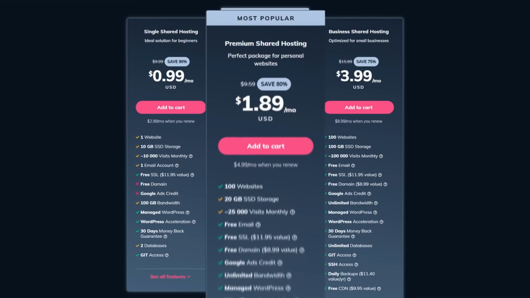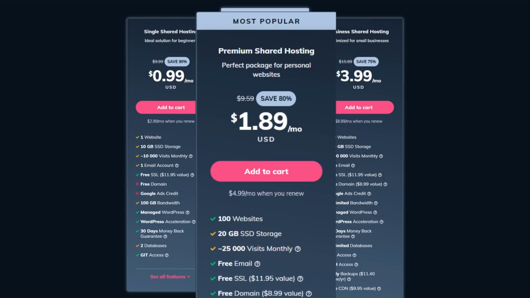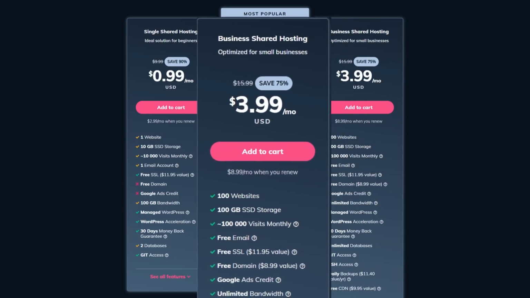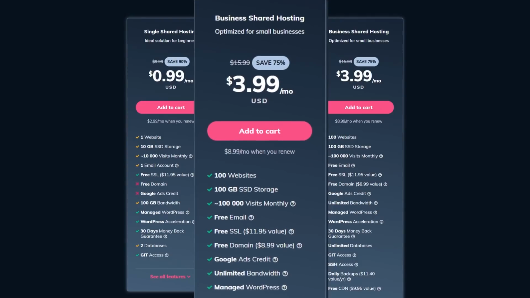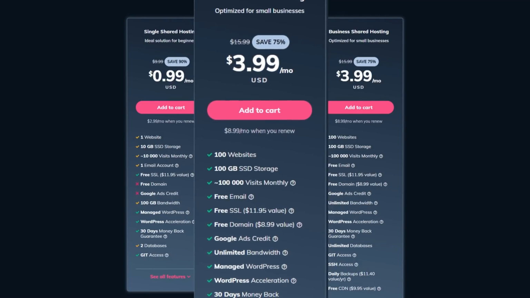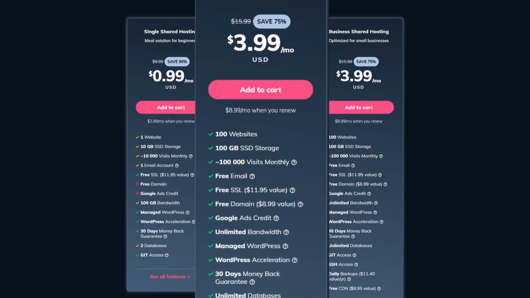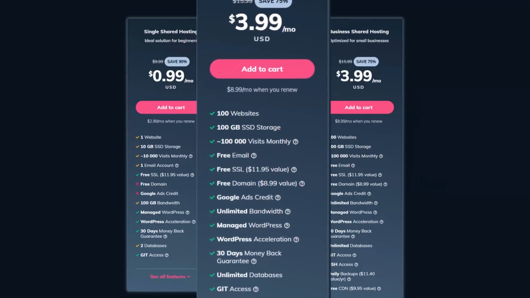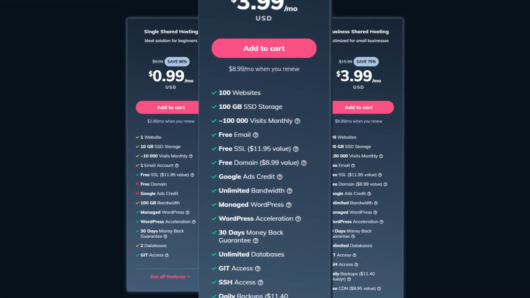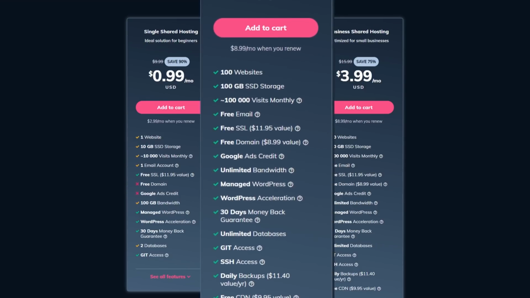At $1.89, the premium plan offers a lot of additional benefits, while the business plan priced at $3.99 is the best, in my opinion, for anyone looking to draw a larger audience, and you want to do that by creating a larger volume of websites. And as you draw larger audiences, Hostinger allows you to upgrade your plan and escalate it as your needs dictate.